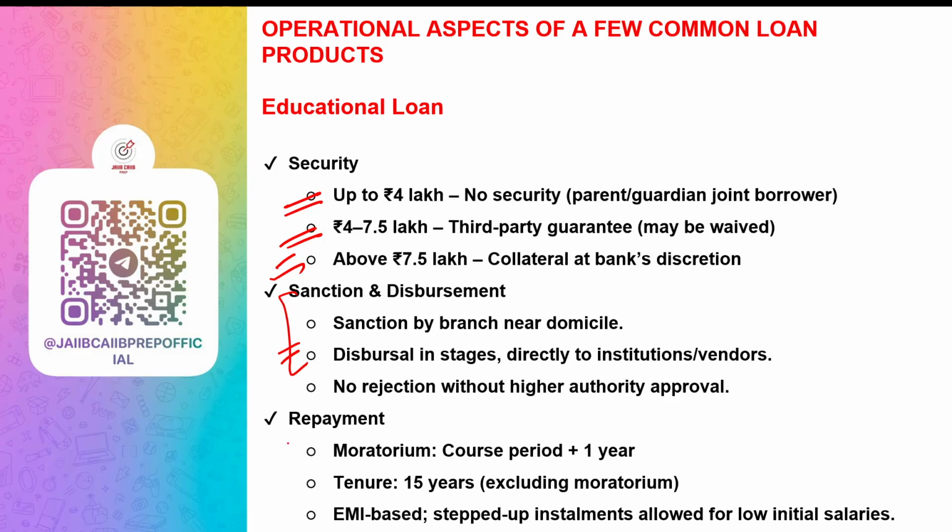Repayment terms. The moratorium, the repayment holiday, is course period plus 1 year. Repayment in EMI is over 15 years. So excluding study plus moratorium, this 15 years is counted. In some cases, repayment can start small and increase over time.